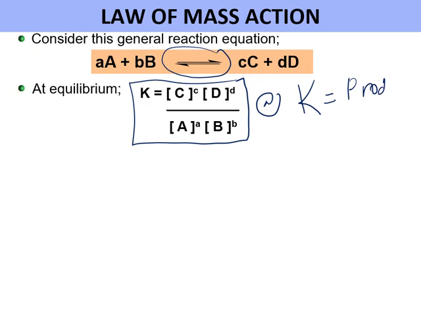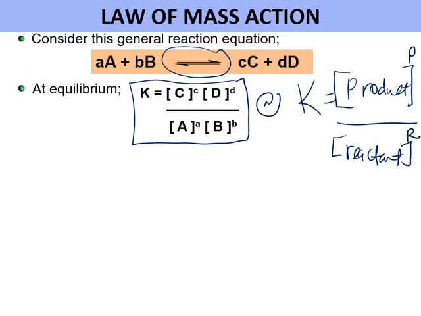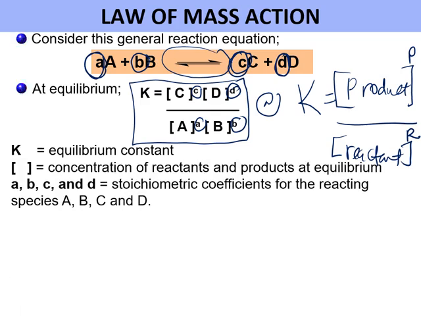K sama dengan product, concentration of product to the power of coefficient in the product divided by concentration of reactant to the power of the reactant coefficient. Okay. Yang ni, kuasa dia ni, C, D, A, B ni depends on the stoichiometric equation. Stoichiometric coefficient yang ada pada chemical equation awak ni akan menentukan kuasa dia berapa. Okay, so K refers to the equilibrium constant.